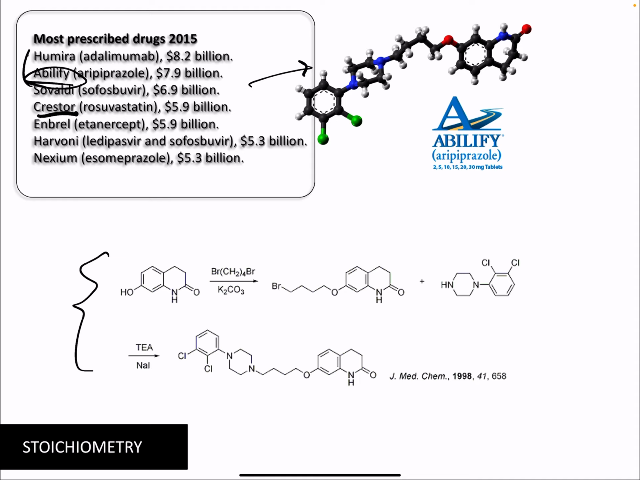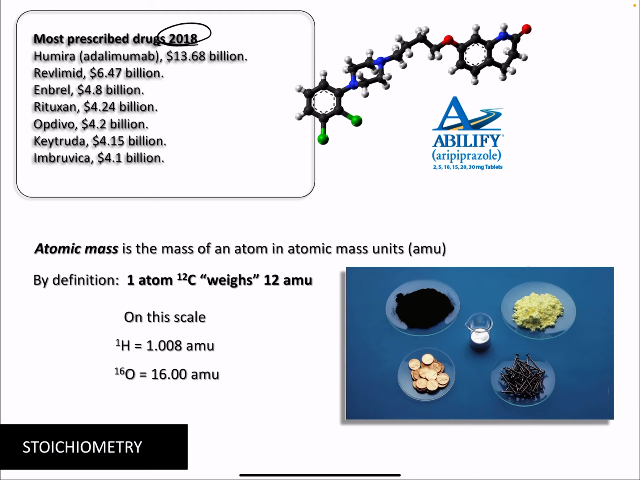And these are a couple of steps where we're synthesizing Abilify, and we're seeing the things that we just talked about. We have atoms being added or removed, being moved around. Understanding these chemical reactions is really what we're interested in here. Here are the prescribed drugs in 2018. Abilify didn't make it, but Humira is on there for just about $14 billion worth sold in a year.